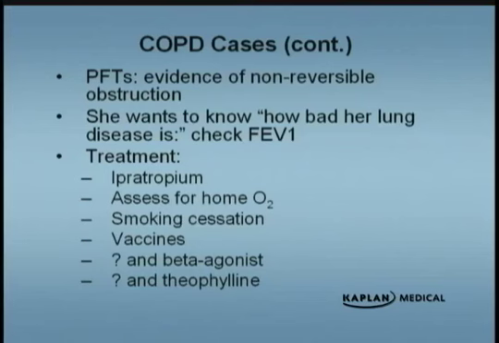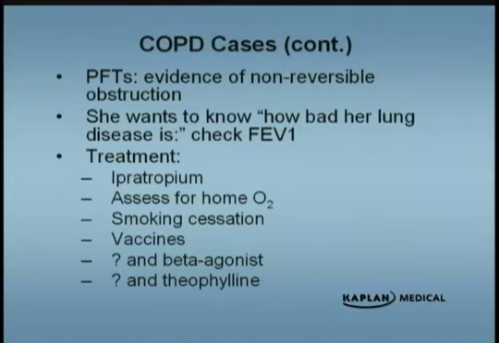So that's what I would do in this case. We talked about the PFTs showing evidence of non-reversible obstruction. She wants to know how bad her lung disease is. You check an FEV1 because that's the best way to measure how bad the disease is. And then how do we treat? We give the patient ipratropium. That's what she's getting already. She gets assessed for home oxygen. We tell her about smoking cessation.